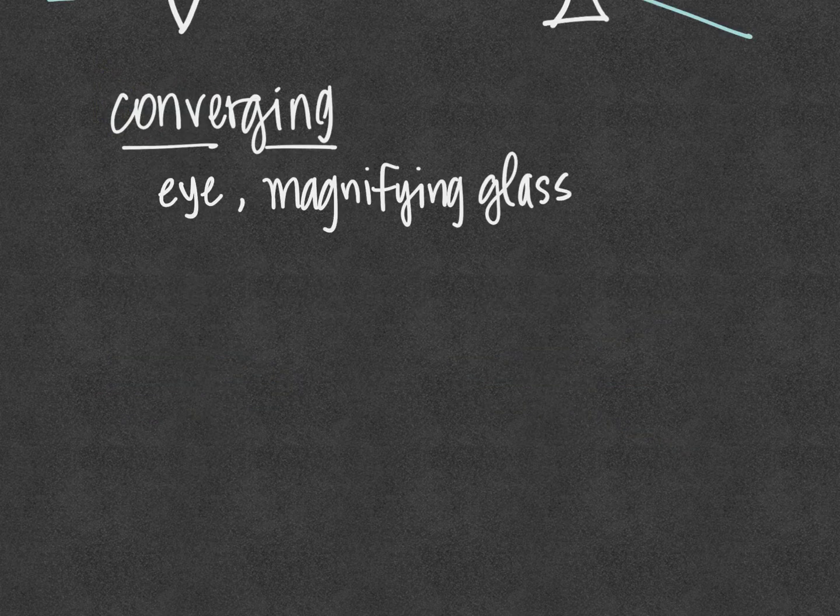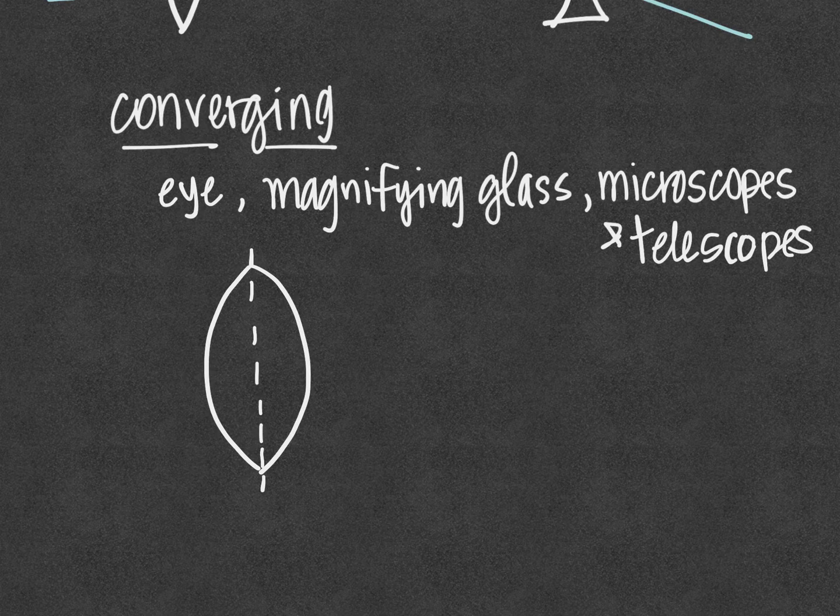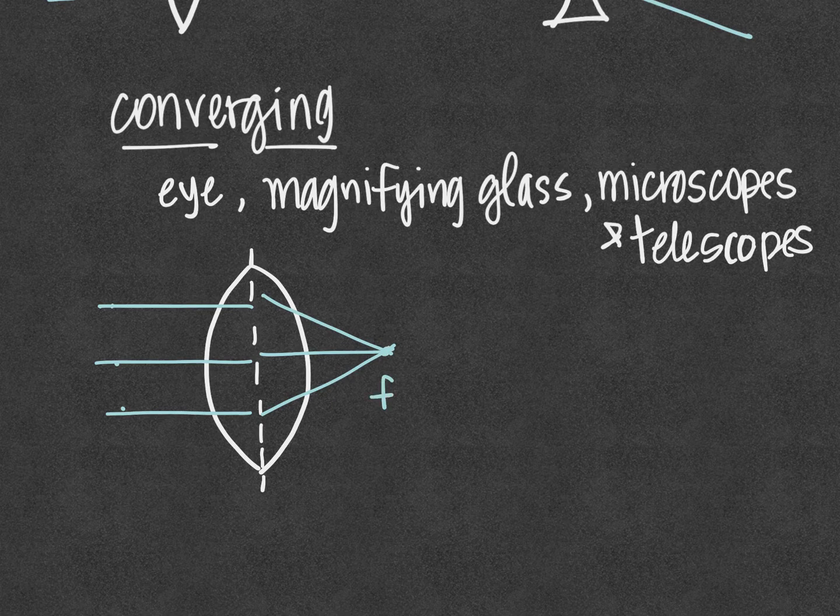Converging lenses are like the lens in your eye or a magnifying glass. They can also be found in microscopes and telescopes. A converging lens is generally shaped where it has two convex sides, and through the middle we call this the midline. And typically the rays that pass into the lens will converge. And if all of these initial rays are parallel, then they will converge at the focal point.